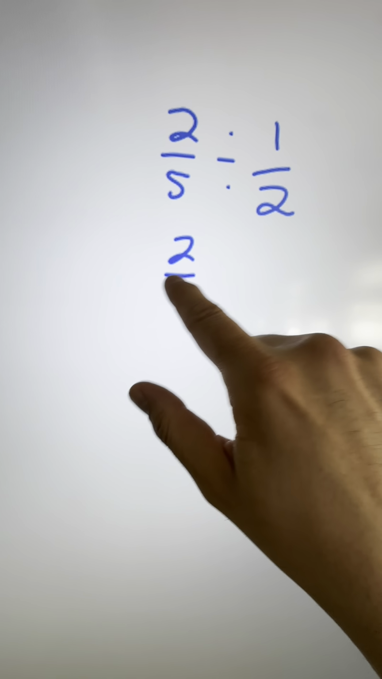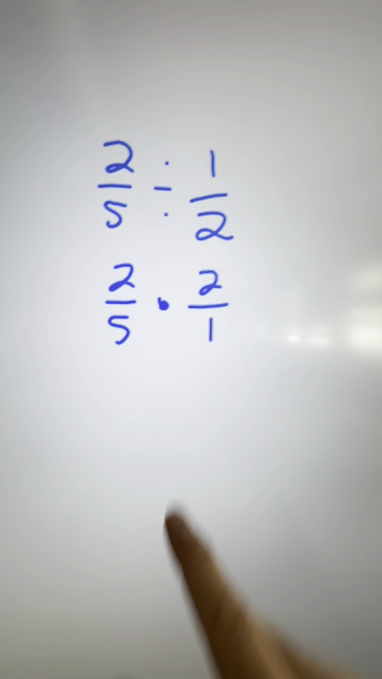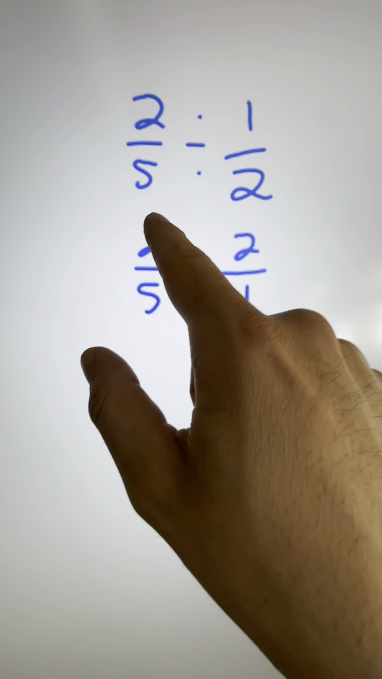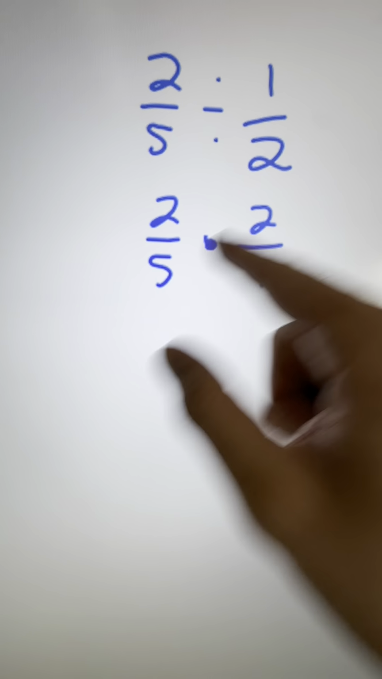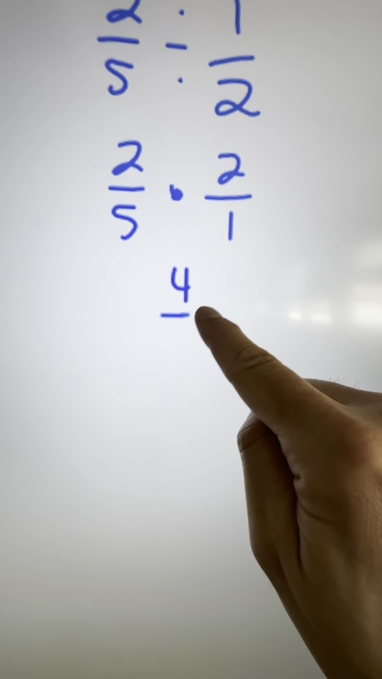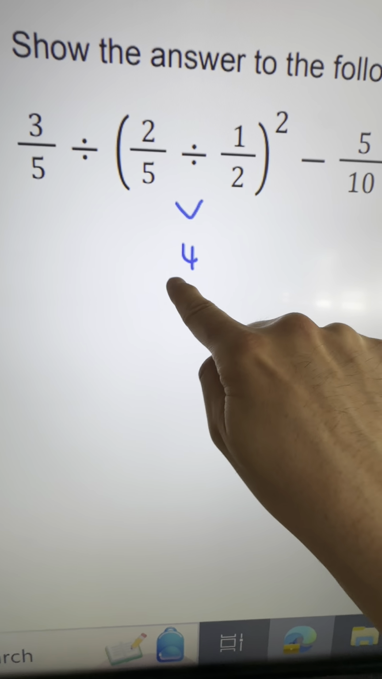So I'm going to do 2/5. That's going to become multiplication. And then I flip this around. So we're using that keep change flip method. And then you can see here, these are already all prime. There's going to be no common factors between my numerator and denominator. So I'm just going to multiply across, and I get 4/5. So I know the answer to this part here is 4 over 5.